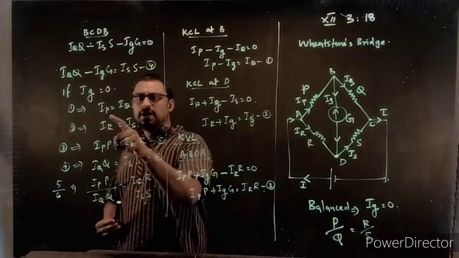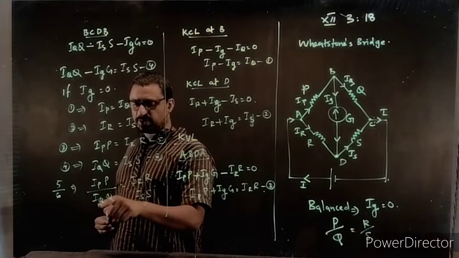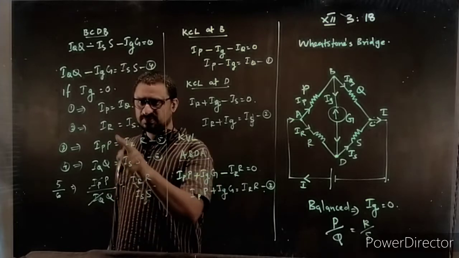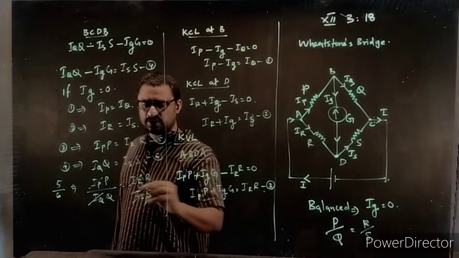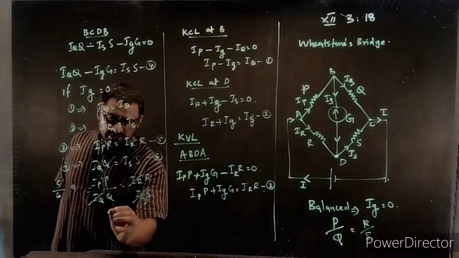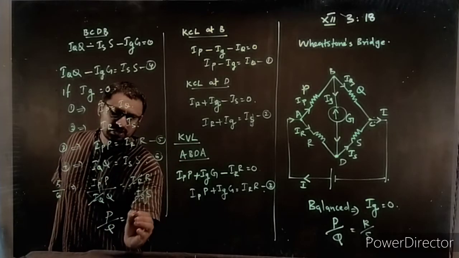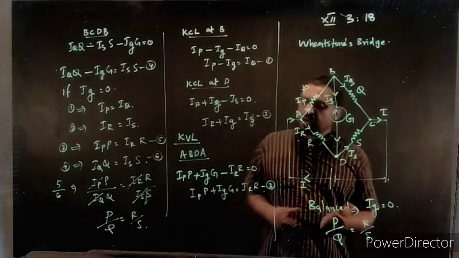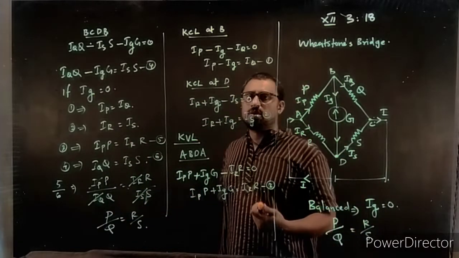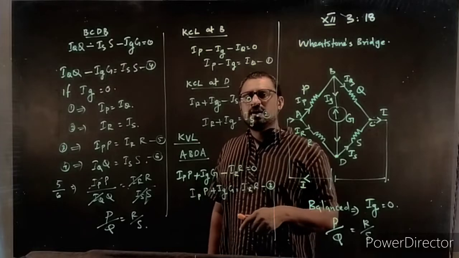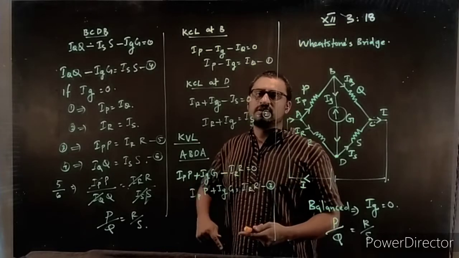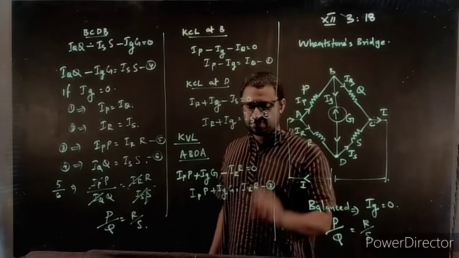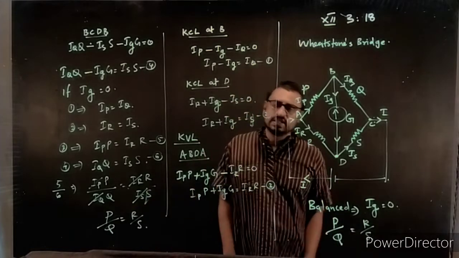Now already IP equal to IQ, so I can cut it here. IR equal to IS, yes, that can be cut. So it means P by Q equal to R by S. So I proved the reverse, that if IG equal to 0, P by Q equal to R by S. What we need, the principle, is the original statement: if P by Q equal to R by S, IG will be equal to 0. Okay, this is what a Wheatstone bridge is.